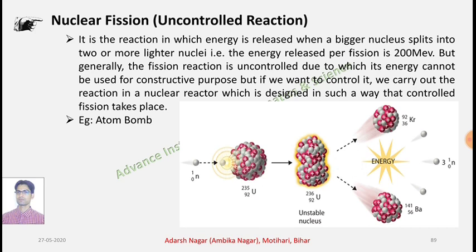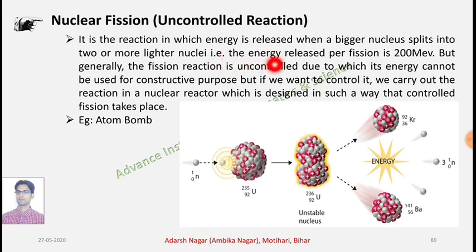Okay. So how will we get this? You can see an image here. Before we see this image, we will look at what is written here. It is the reaction in which energy is released when a bigger nucleus splits into two or more lighter nuclei. I have already told you, a bigger nucleus is split into two or more lighter nuclei.